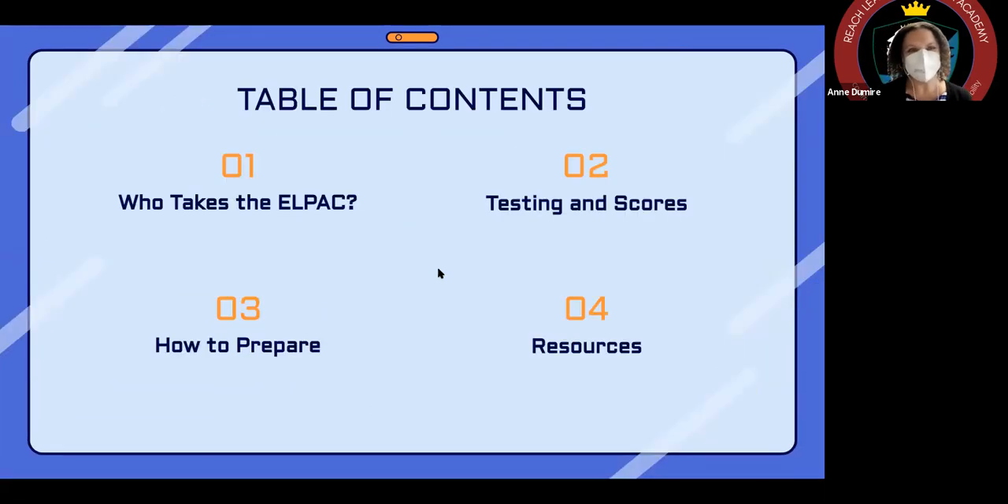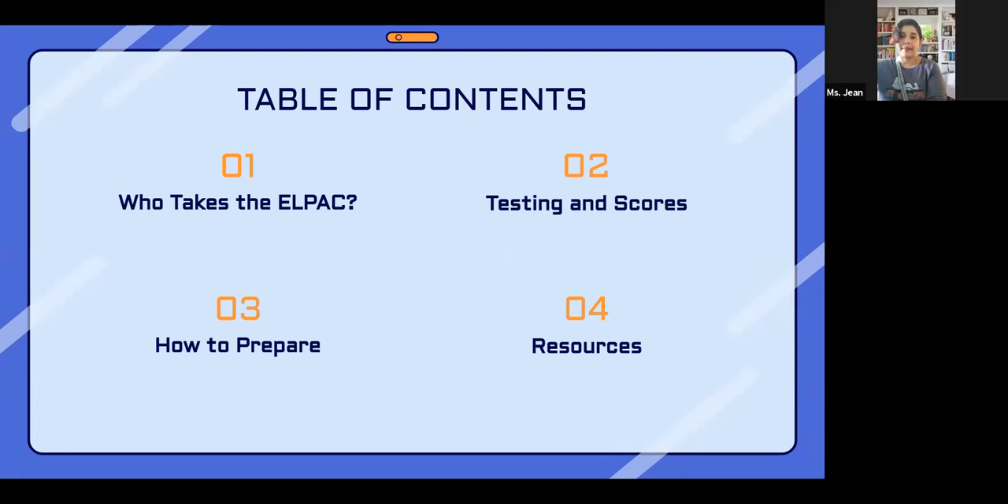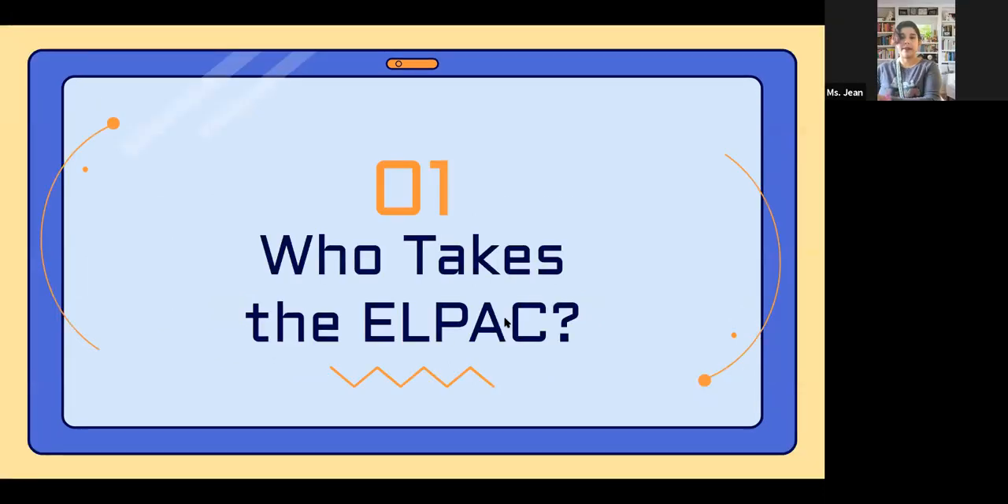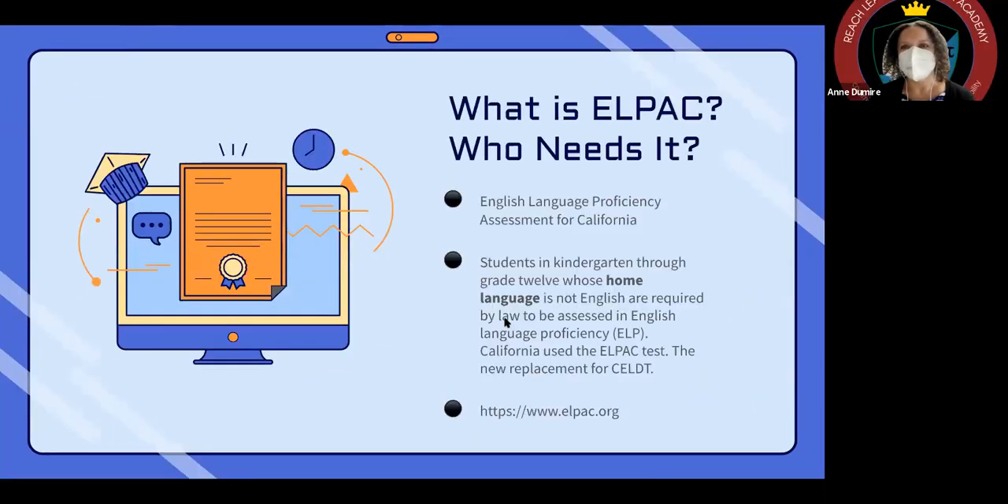We're going to talk today about who takes the LPAC, the testing schedule and what the scores mean. We'll talk about how to prepare for the test and then resources for preparing at home. So who takes the LPAC? Great question. The LPAC is the English Language Proficiency Assessment for California. Students in kindergarten through grade 12 whose home language is not English are required by law to be assessed in an English language proficiency test using the LPAC assessment.